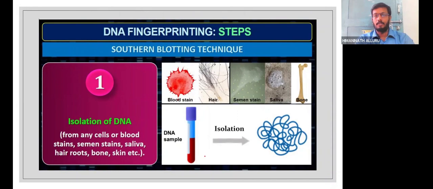It can be a blood stain, or hair, or semen, or saliva, whatever the sample. In case of forensic evidence, blood stains are very important, or bone. If a person is completely killed and we are not able to find his face or anything, then we can take the person's bone. Mostly we'll go with the bone only. So like that, different samples can be collected.